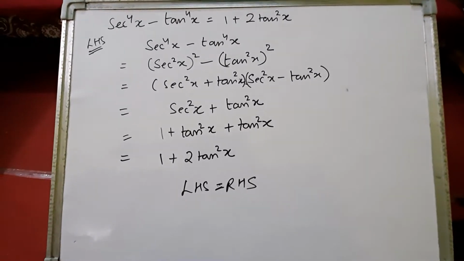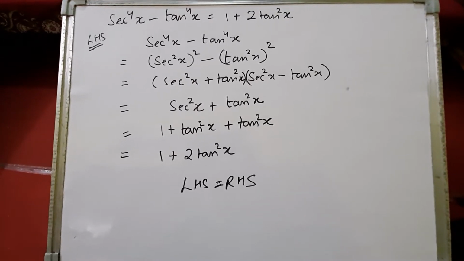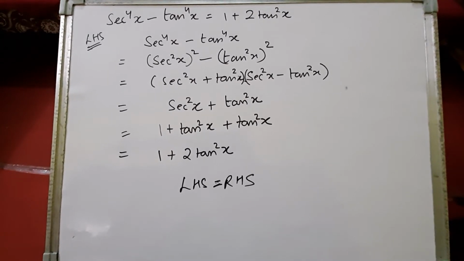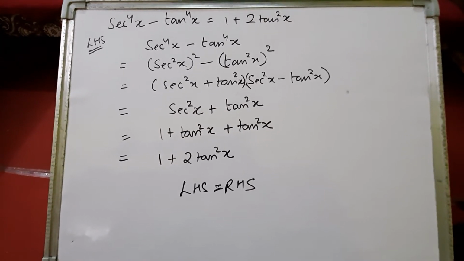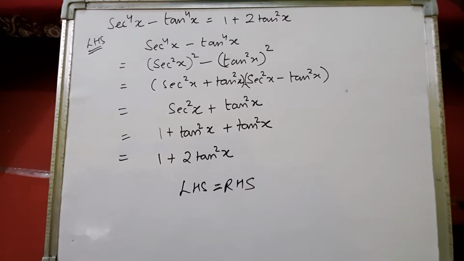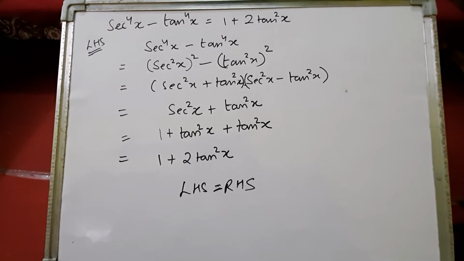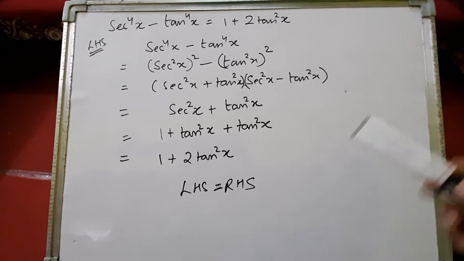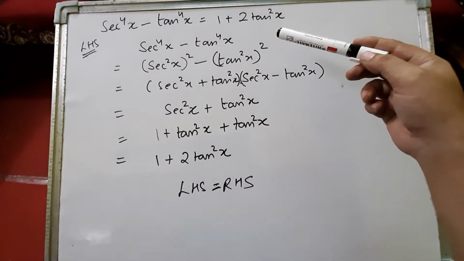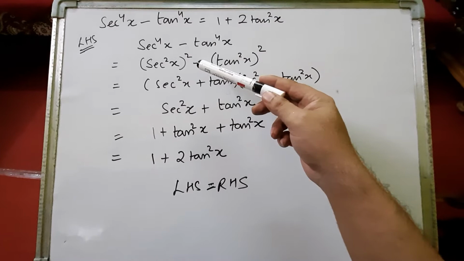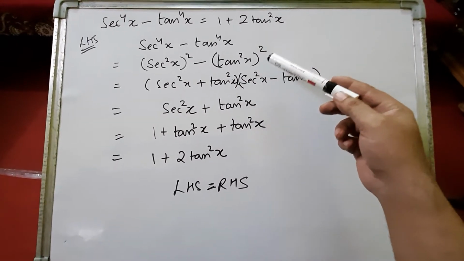Let's see another sum, children. In this it is given that sec to the power 4x minus tan to the power 4x equals 1 plus 2 tan square x. So again we'll pick the left hand side and try to prove the right hand side. What is the left hand side? Sec to the power 4x minus tan to the power 4x. And we can write sec to the power 4x as sec square x to the whole square minus tan square x to the whole square.